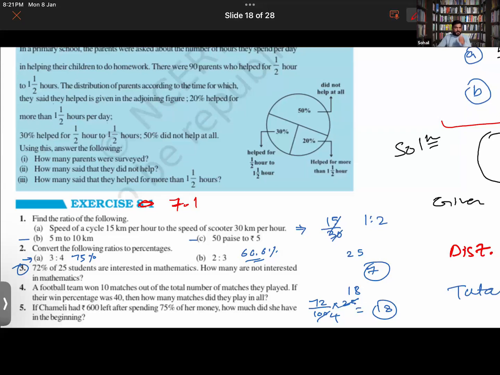So I guess I got the fourth one. You got the fourth one. What value are you getting? 25. 25 matches. Very good, that is correct. What about you, Arhan? Done with question number 5? 1,050 rupees.